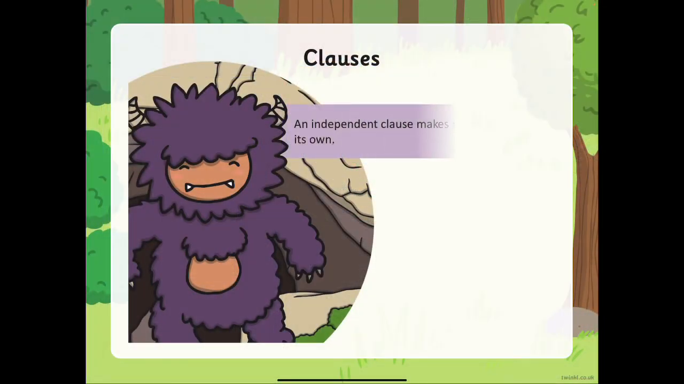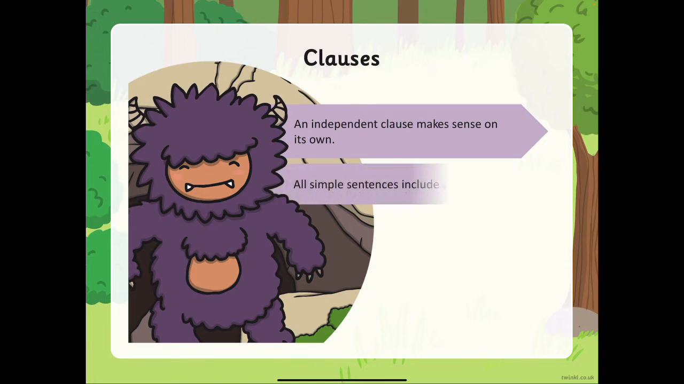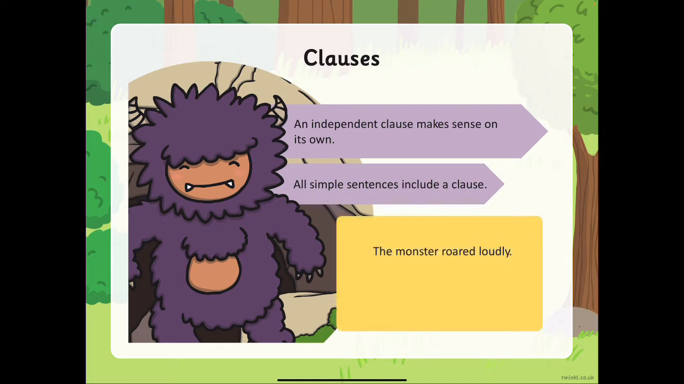Let's start our lesson by recapping our learning from yesterday. Clauses. An independent clause makes sense on its own. All simple sentences include a clause. The monster roared loudly. This simple sentence uses a clause. It has a subject and a verb.